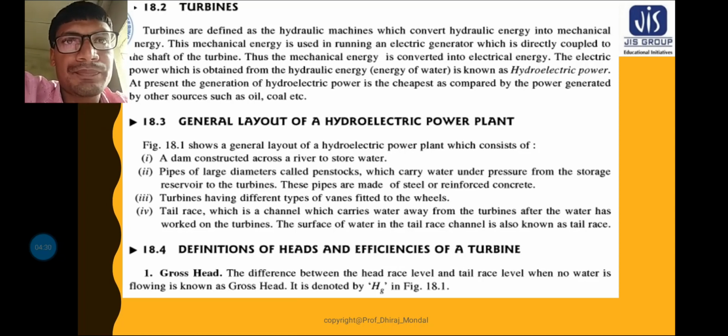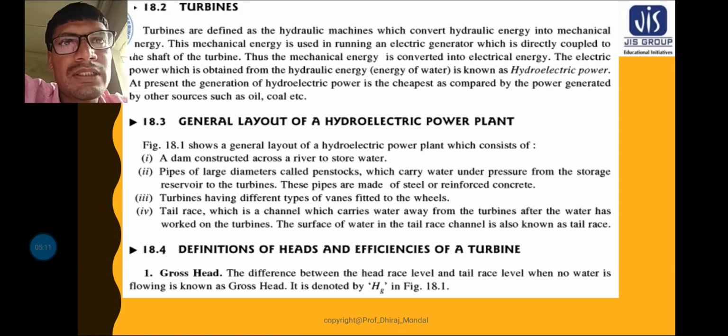Let us consider it as one kind of machine. It converts the hydraulic energy, which means the water energy or water power or the potential energy the water has, into mechanical energy, and as a result we get high grade energy from low grade energy. The mechanical energy is used in running an electric generator which is directly coupled to the shaft of the turbine.